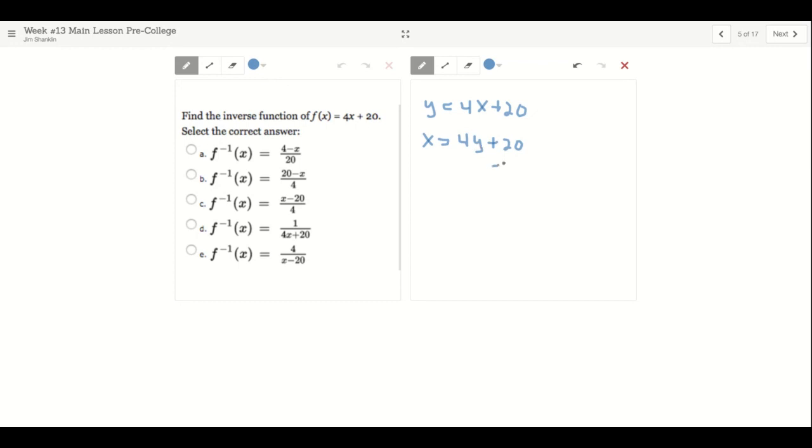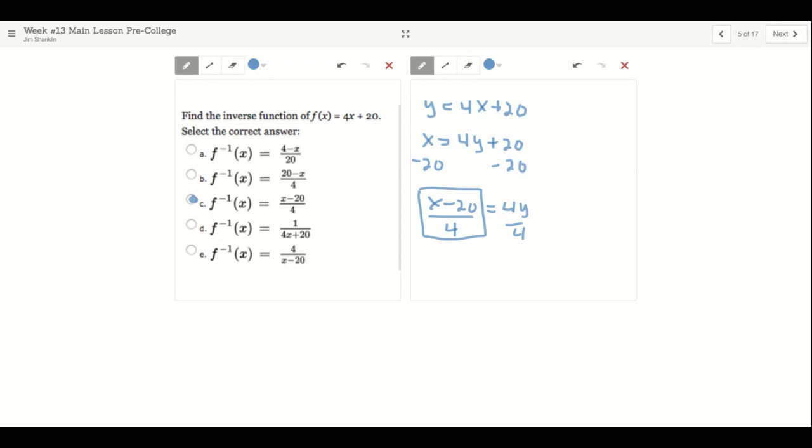So I'm going to solve for y. So first step, I'm going to subtract off 20 here. So I end up with x minus 20 is equal to 4y, divide through by 4, and that is my inverse function. So x minus 20 over 4. Where do I see x minus 20 over 4? Looks like letter C, doesn't it? Okay. Any questions on the first two? You guys okay with those?